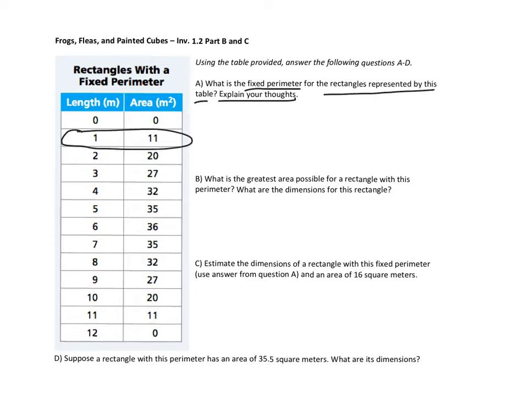Okay, so really I can just look at the length of one and area of one, because of course 0, 0 doesn't really help me that much, because anything times 0 can be 0. So I'm going to look at the length of 1. So if the length is 1 and the area is equal to 11, well, the width has to be what? If length times width gives me area, I know that my width needs to be 11.